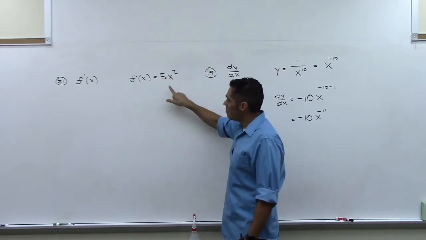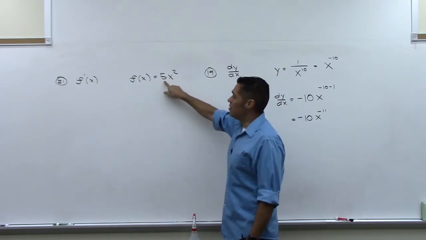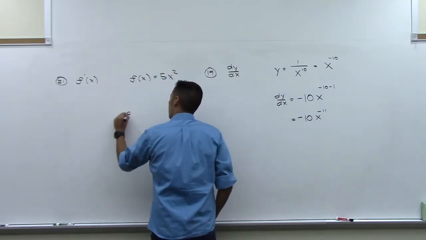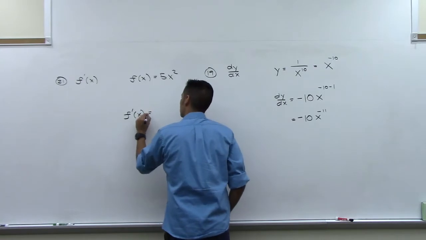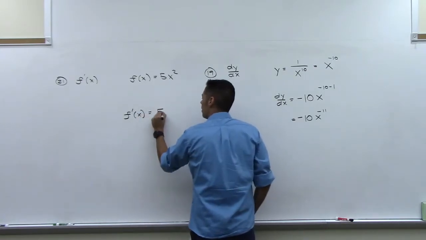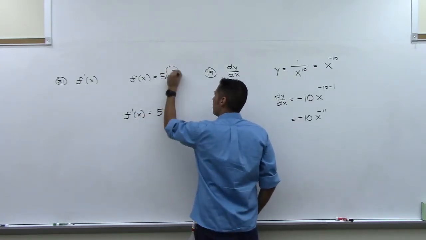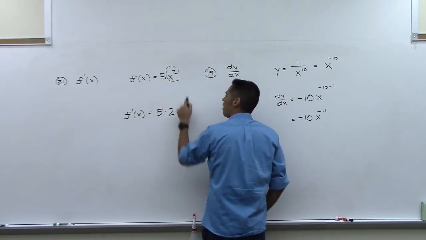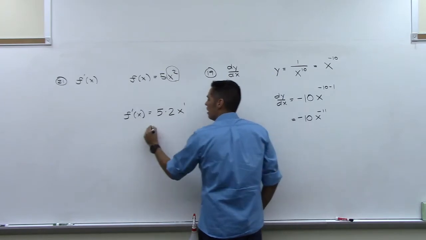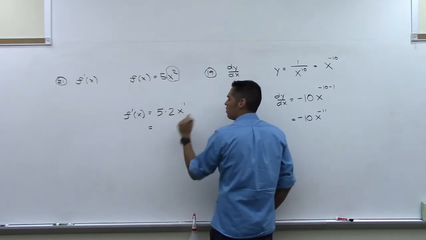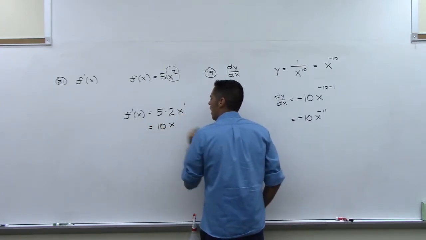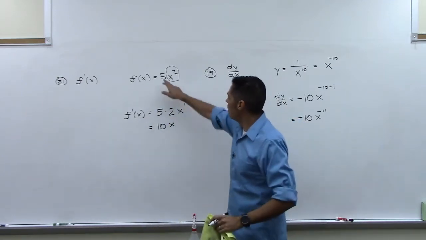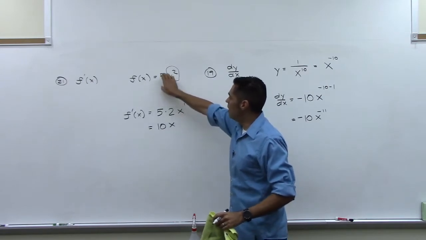In that case, the derivative of 5 is not 0. You actually just ignore it. You bring it down with your answer. So f prime of x is going to be equal to the 5 that's here times just the derivative of this, which means you bring the 2 down, x to the first power, because you subtract 1 from 2. That gives you 5 times 2 times x to the first power, which is 10x. So just be careful on that. The constants that are in front of some function of x just come along for the ride.